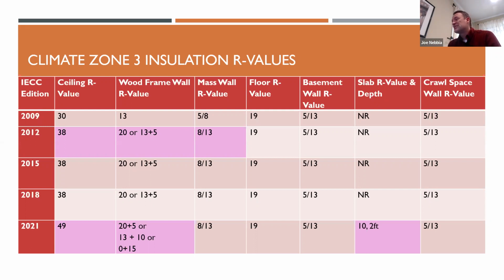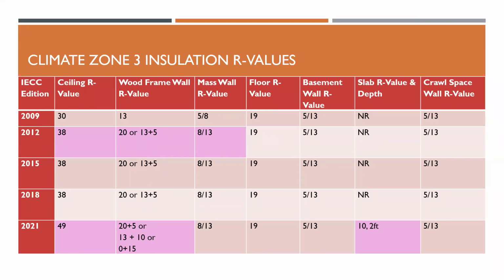And then finally, there's a slab edge insulation requirement for the first time in climate zone 3 in 2021 IECC. That's an R10 slab edge insulation. It has to come to the top of the slab edge, and then it can go 2 feet down and out, or 2 feet down and in. There are a lot of different ways it can be installed, and we'll talk more about that in module 5, but it does have to go a total linear distance of 2 feet and be R10 in value.